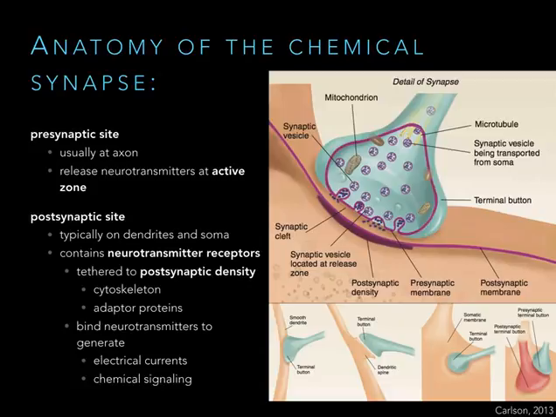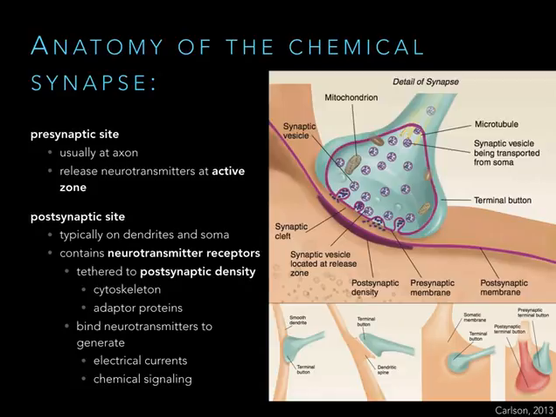Keep in mind, though, while we're going to think of synapses as being between axons and dendrites, there's also synapses between axons and cell bodies, axons and other axons. Okay, but this is a pretty good place to start.